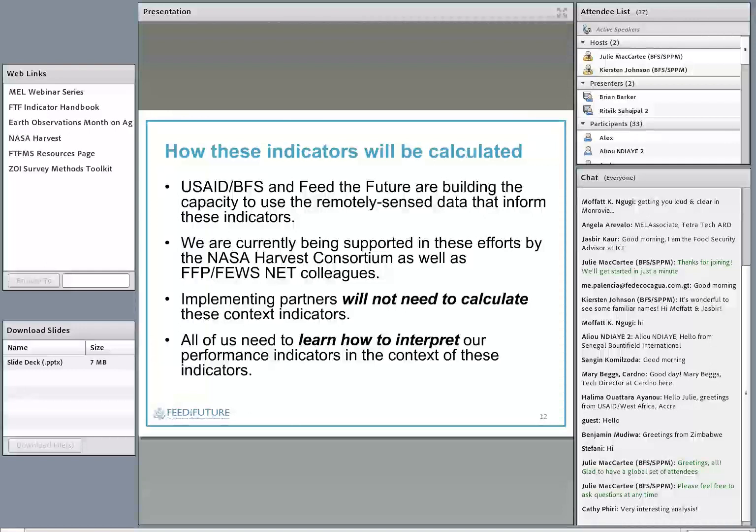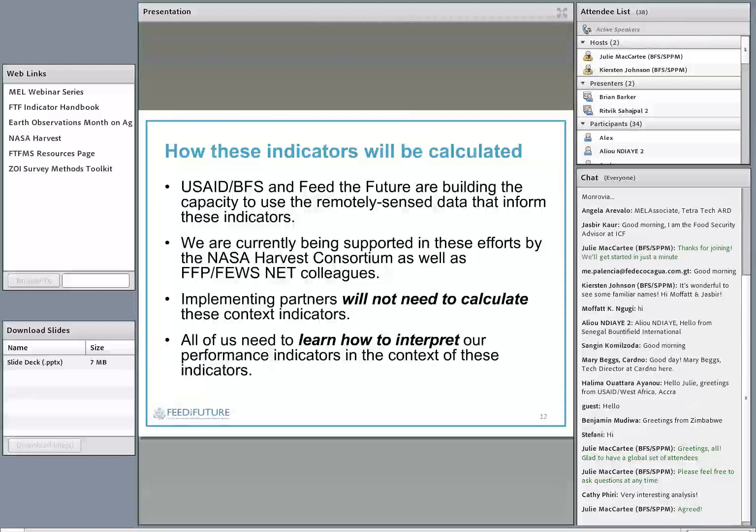We are currently being supported in these efforts, again, by the NASA Harvest Consortium, as well as our colleagues at Food for Peace and FuseNet. So we'll have that support. Implementing partners will not need to calculate these context indicators. Basically, all you have to know how to do is learn how to interpret our performance indicators, and specifically yield, in the context of these indicators of rainfall, temperature, and greenness.